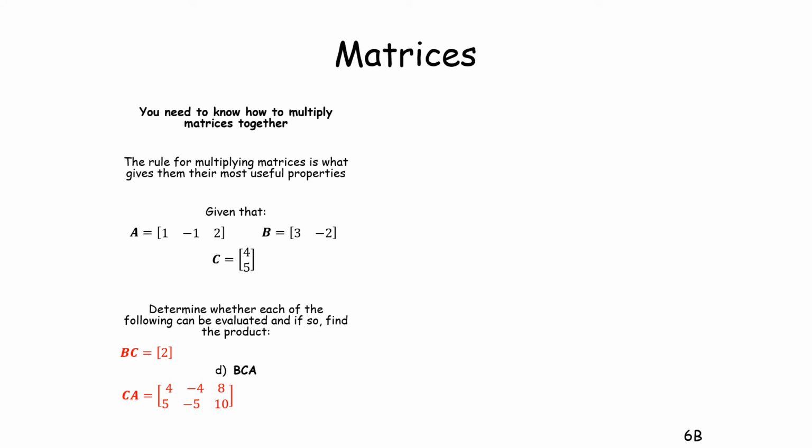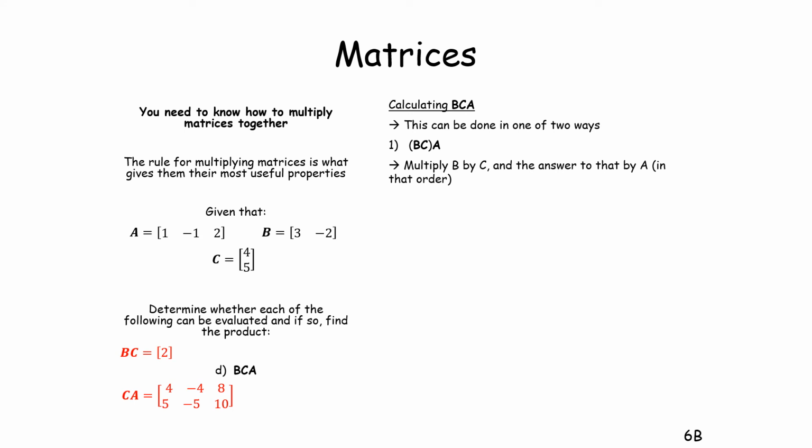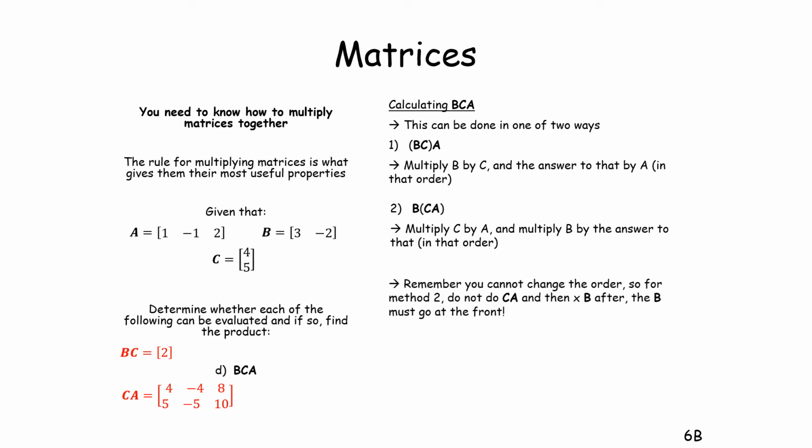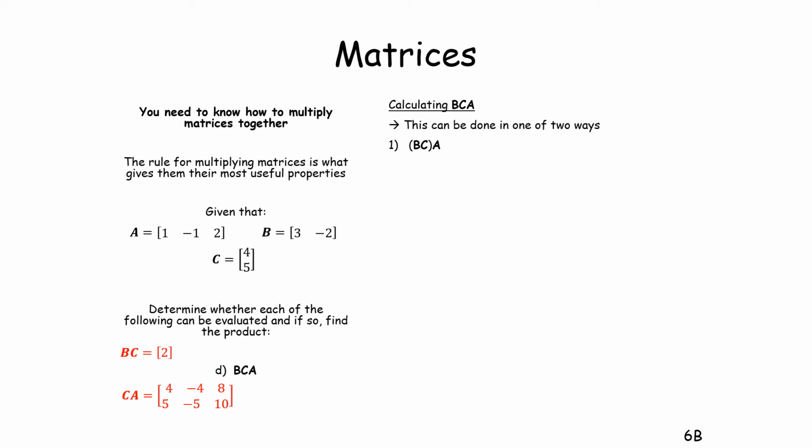Okay, finally BCA. This can be done in either of two ways. You could do BC first, then times by A, or you could do B times CA. It's really up to you. So remember, you cannot change the order. So for method 2, do not do CA and then do times B. It just doesn't work like that. You have to go in order.